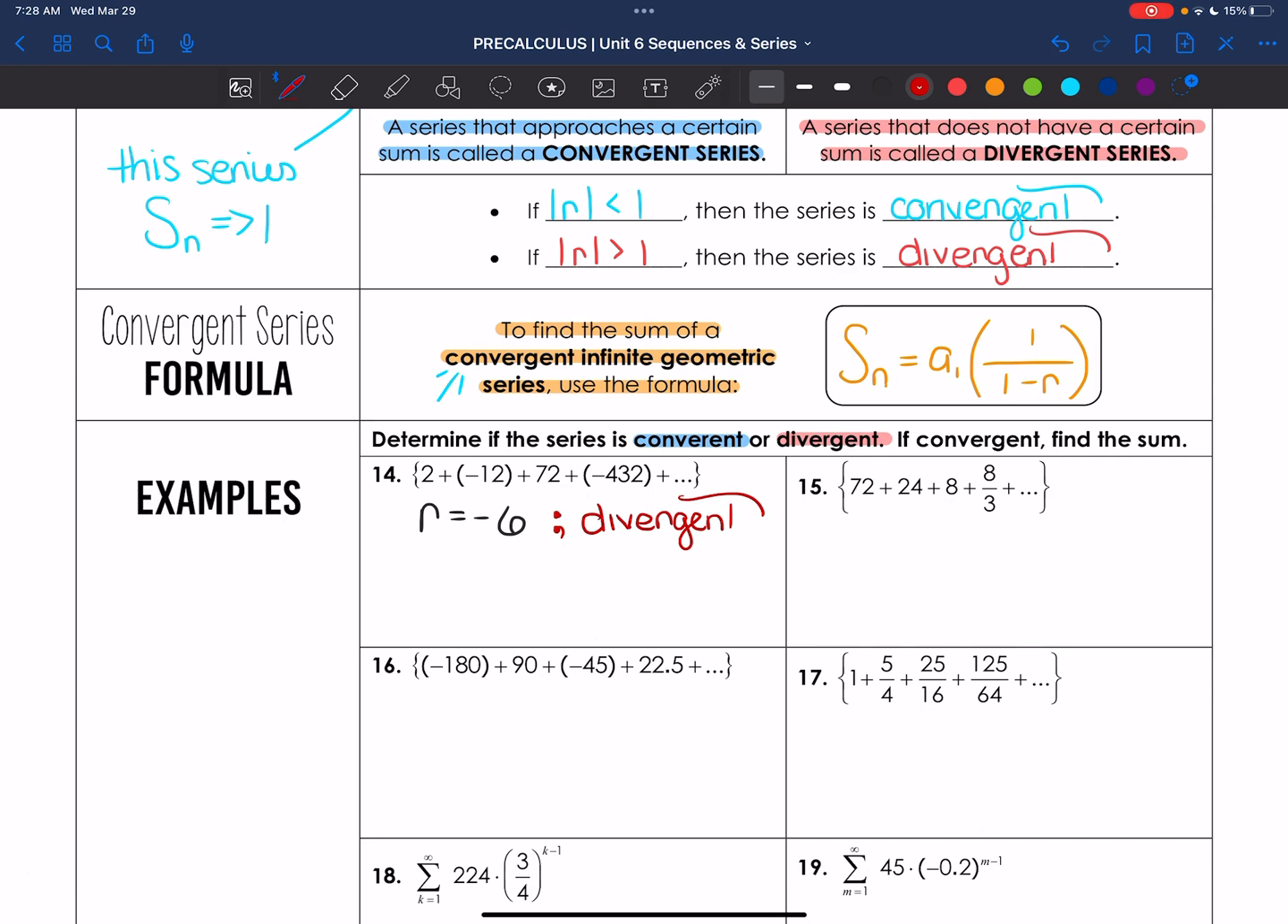What about in example 16? Can we begin once again by finding our r value? What does our r value equal? Will you guys let me know what that is? The r value here is -1/2. That is the ratio between our terms. So with that, ladies and gentlemen, I now ask, will this series be convergent or divergent?